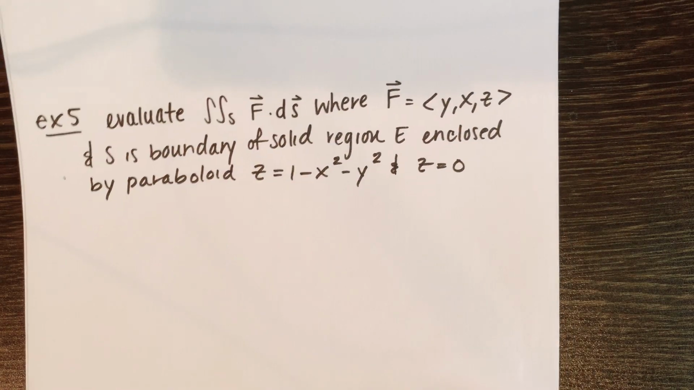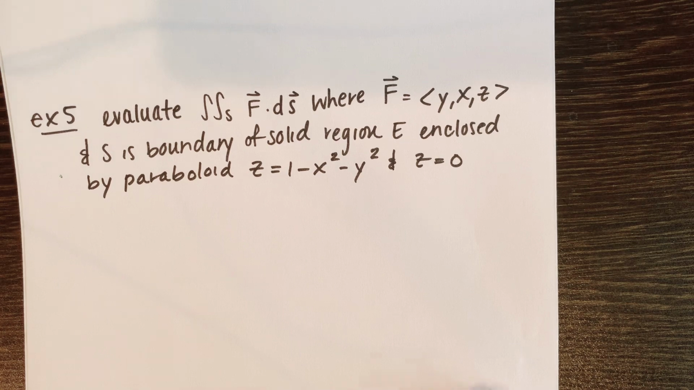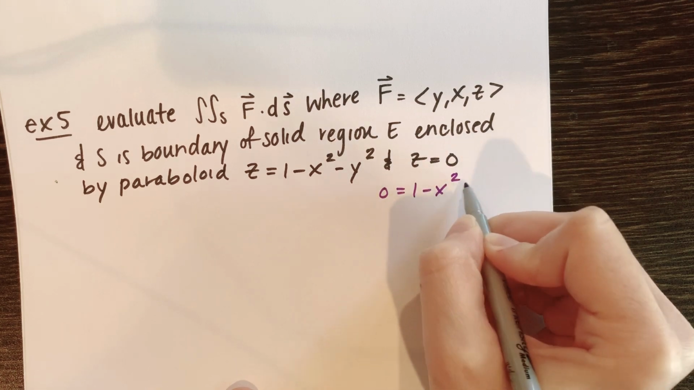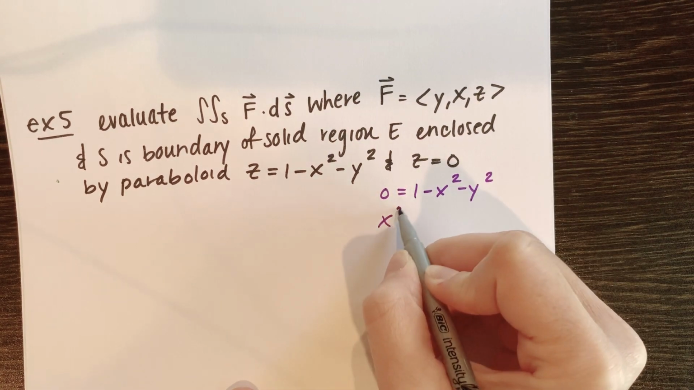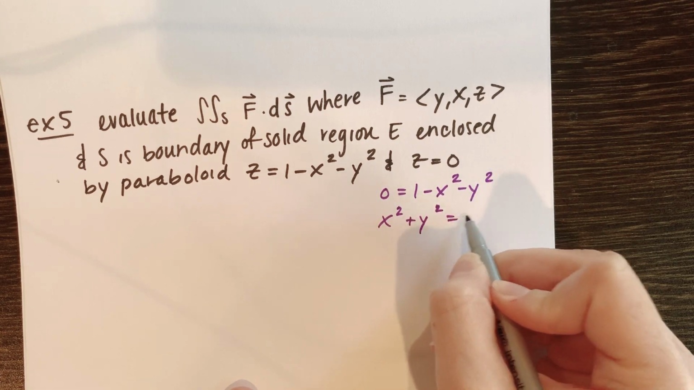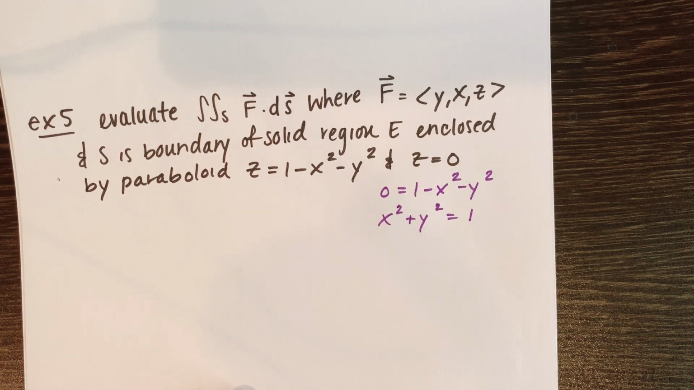So you have this example: evaluate the double integral over S of f dot dS, where here's your vector field F. S is the boundary of a solid region E enclosed by a paraboloid and z equals 0. One thing I might want to do here is set these two things equal to each other just to see what happens. When I do that, I get x squared plus y squared equals 1. So I'm going to keep that in mind.